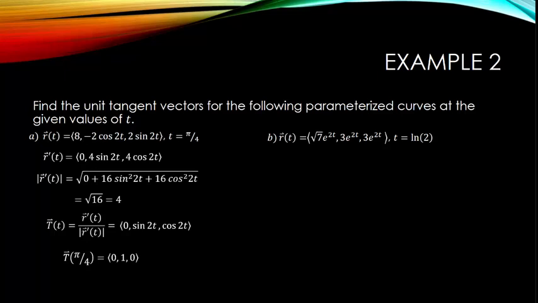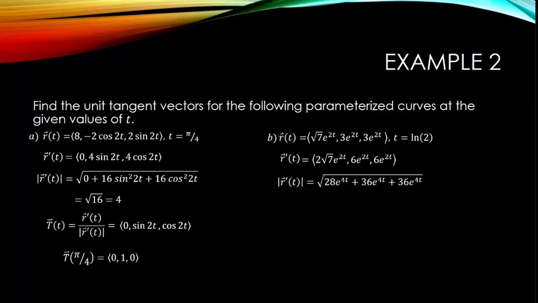The second vector that I want to find the unit tangent vector for is given by r of t equal to the components square root of 7 times e to the 2t, 3e to the 2t, and 3e to the 2t. I want to find the unit tangent vector at t equal to the natural log of 2. My derivative is given by r prime of t equal to 2 times the square root of 7 e to the 2t, 6e to the 2t, and 6e to the 2t.